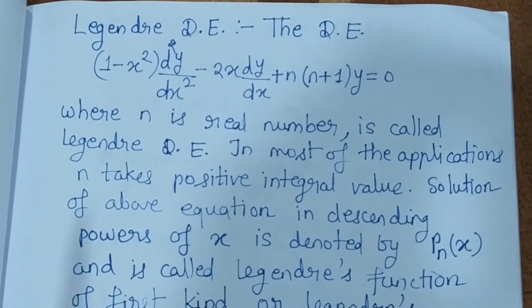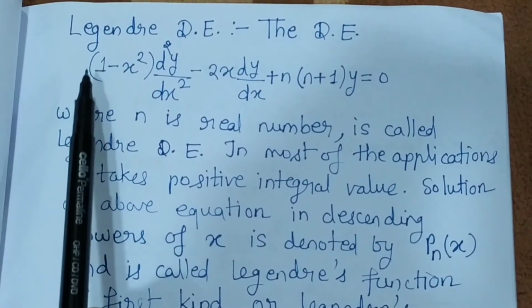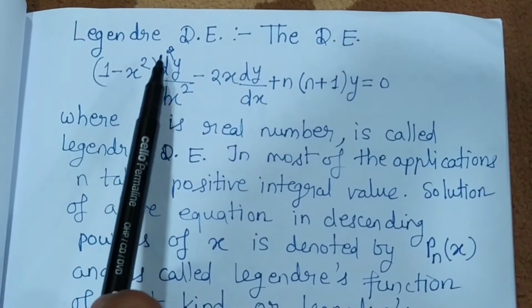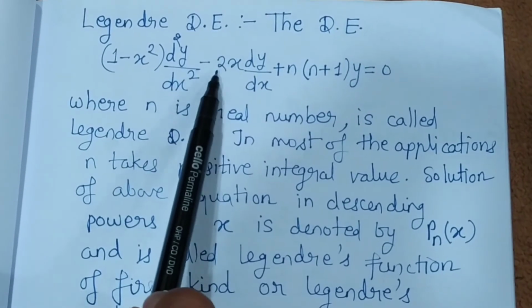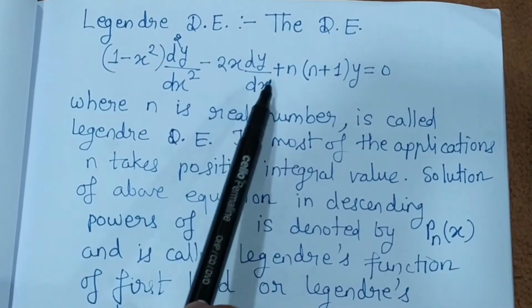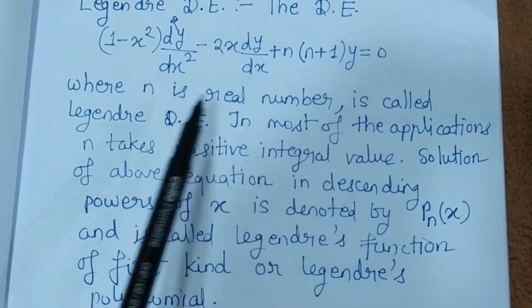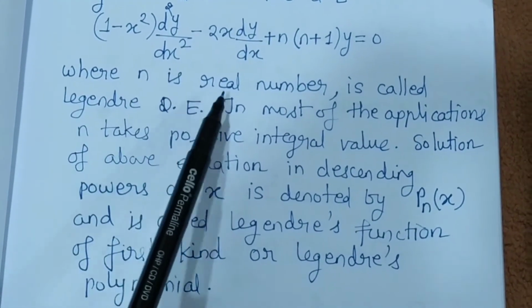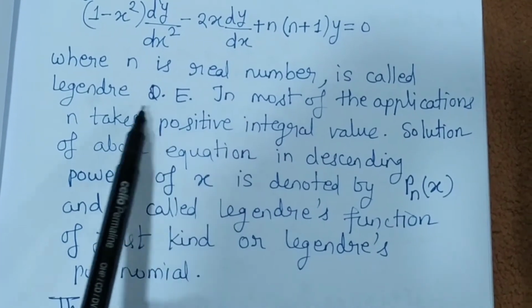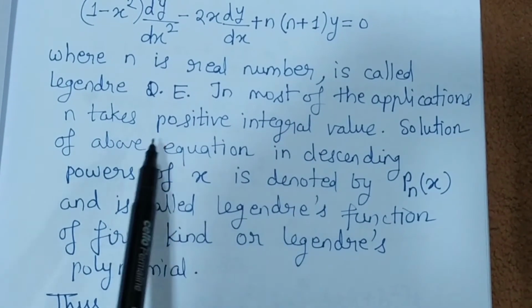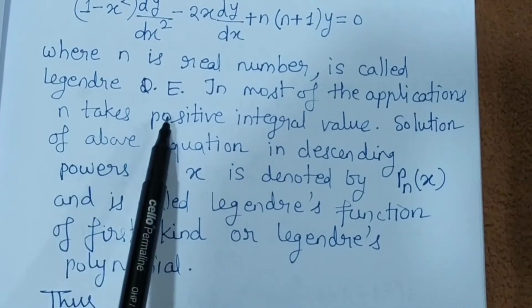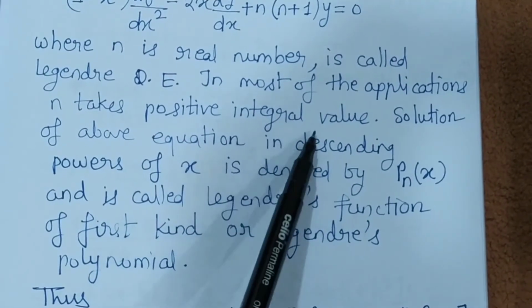The Legendre differential equation is given by (1 minus x squared) d²y/dx² minus 2x dy/dx plus n(n plus 1) y equals 0, where n takes a real value. In most applications, n generally takes positive integer values.